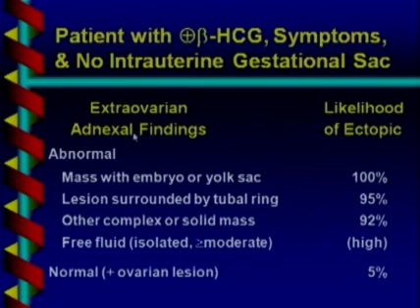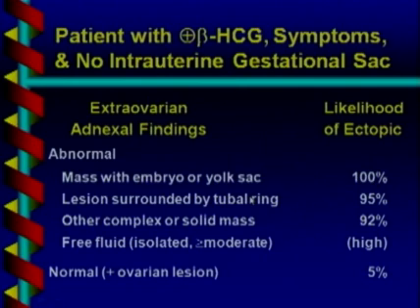So if the extra-ovarian adnexal findings are abnormal, then the likelihood of ectopic pregnancy is very high. For example, if in the adnexa outside the ovary we see a mass with an embryo or a yolk sac, then of course the likelihood of ectopic pregnancy is 100%. We've seen the ectopic.